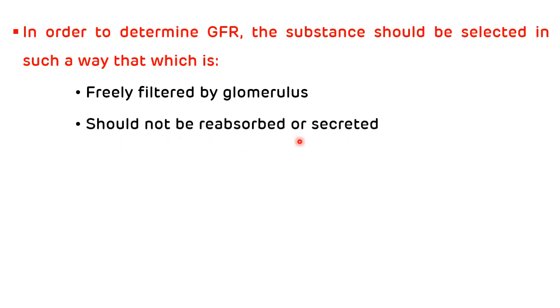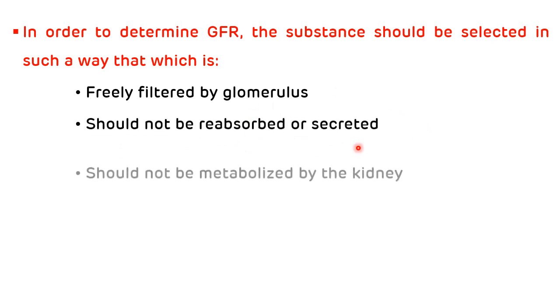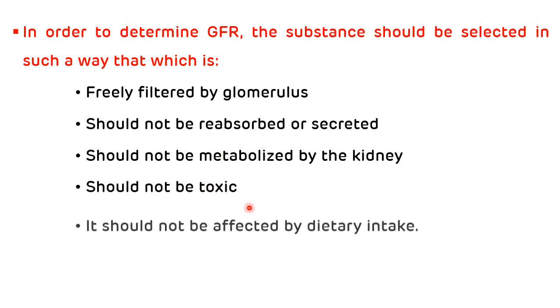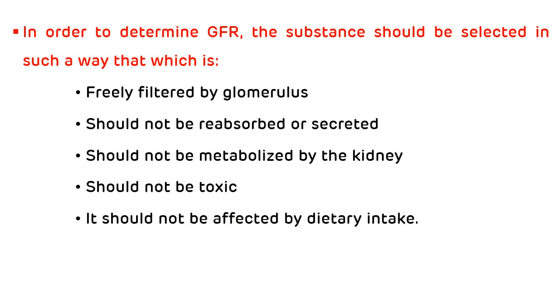In order to determine the GFR, the substance should be selected in such a way that it is freely filtered by the glomerulus, shouldn't be reabsorbed or secreted, shouldn't be metabolized by the kidney, should not be toxic, and it should not be affected by dietary intake. These are the criteria for the substance selected for clearance test.